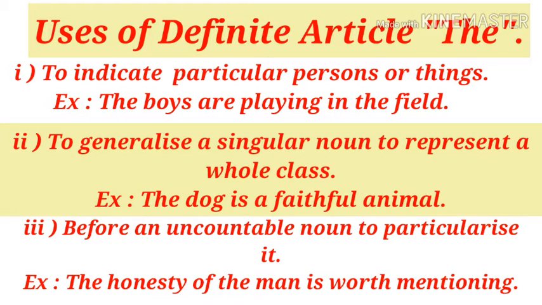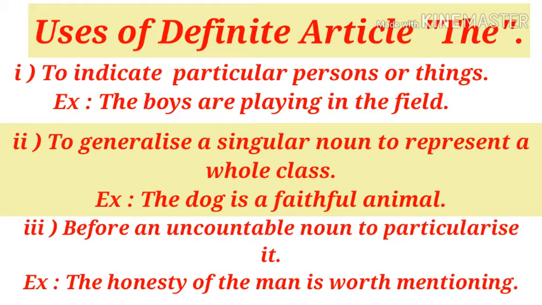Then, when we generalize something, we use the definite article the. Before a singular noun, when we represent a whole class, we use the definite article the. For example, the dog is a faithful animal. Here, dog is a singular noun, but still it represents a whole class. So we have generalized it through the definite article the. Have you understood? That means when we speak about a noun and represent that noun for a whole class, in order to generalize that noun or class, we use the definite article the. Okay.